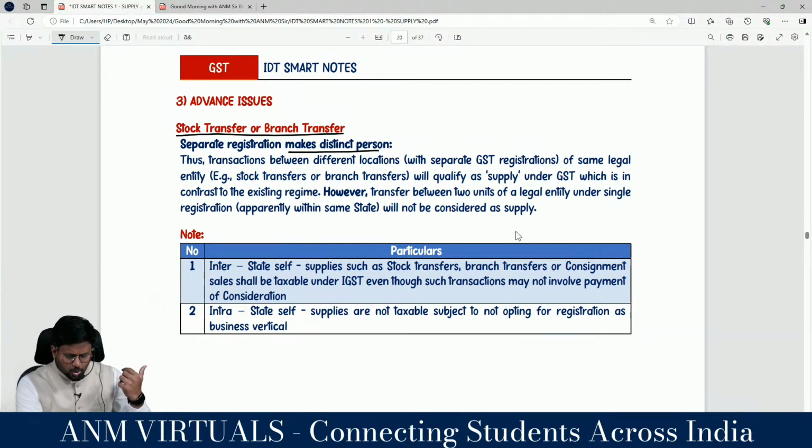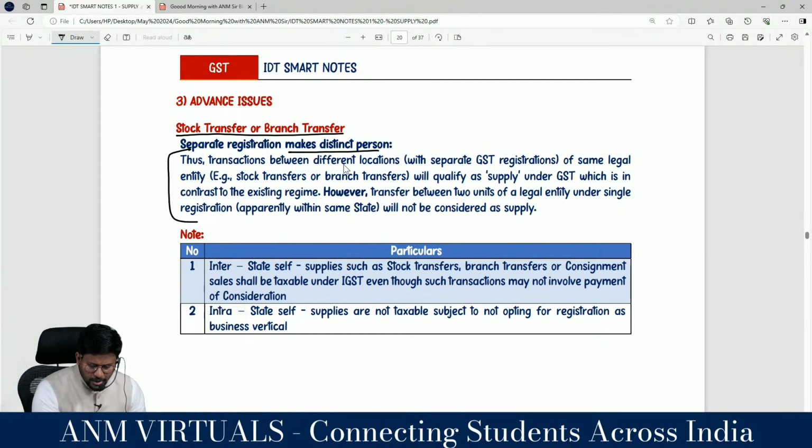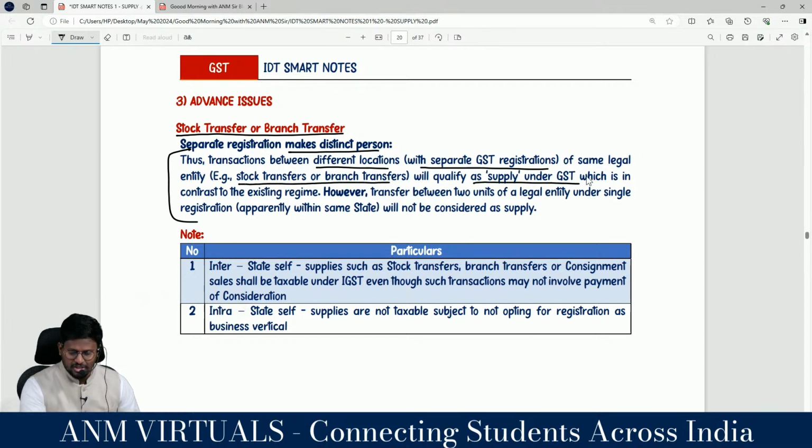We have already understood this. A transaction between different locations with separate registrations of the same legal entity, like inter-branch transfer or stock transfer, will qualify as supply under GST, which is in contrast to the existing regime. In the old regime, was tax payable on self supply? But in GST, tax has to be paid on self supply. The logic is that GST is a consumption based tax.